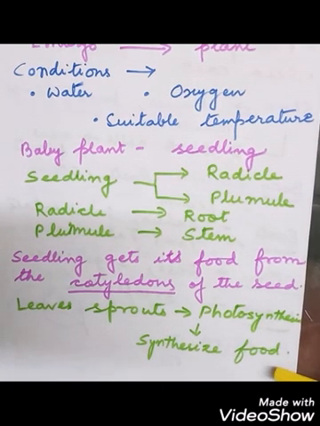So the beginning of the process of germination means the growth of the seedling from the embryo of the plant, and the embryo will grow and develop into a new plant. It will get all its nutrition from the cotyledons, and when the small leaves come out, the leaves will be able to perform photosynthesis so that they can get their food.